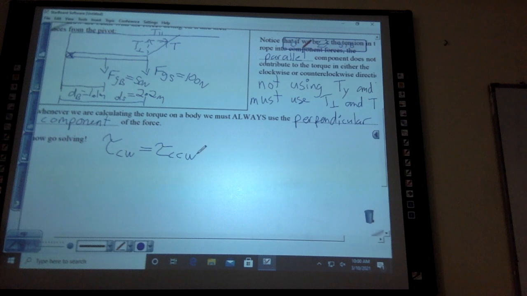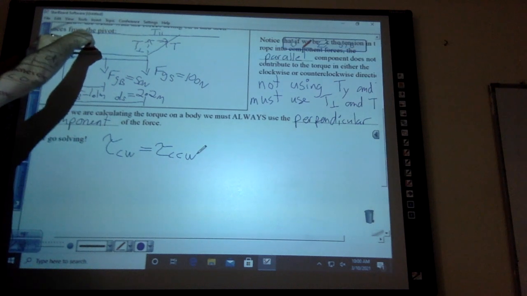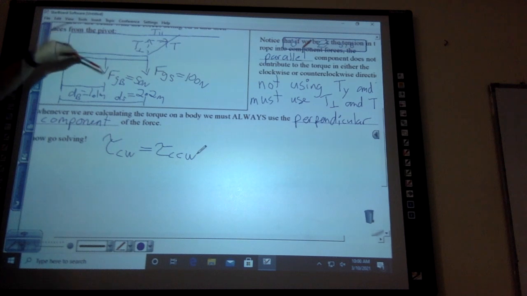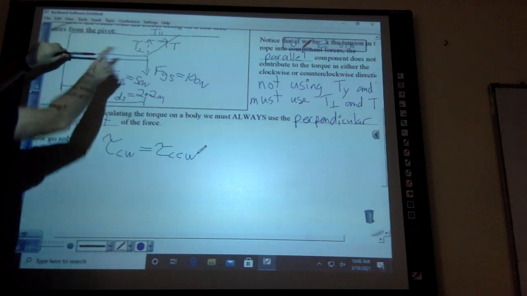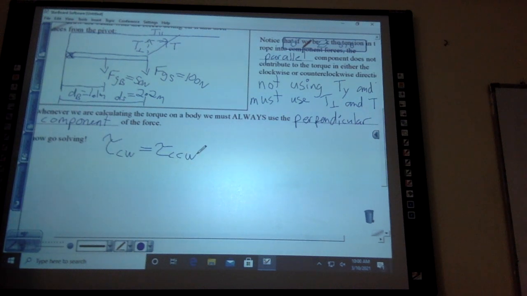So from here, what I need to do is look at which forces are causing clockwise rotation and which are causing counterclockwise. I taught this trick of using a pen: put your pen here, put your finger at the pivot point. The forces down are causing clockwise rotation. FG, FG, clockwise. Tension perpendicular is pointing up, causing counterclockwise.